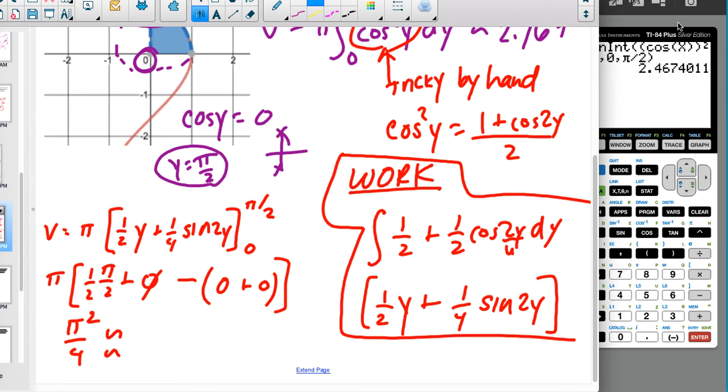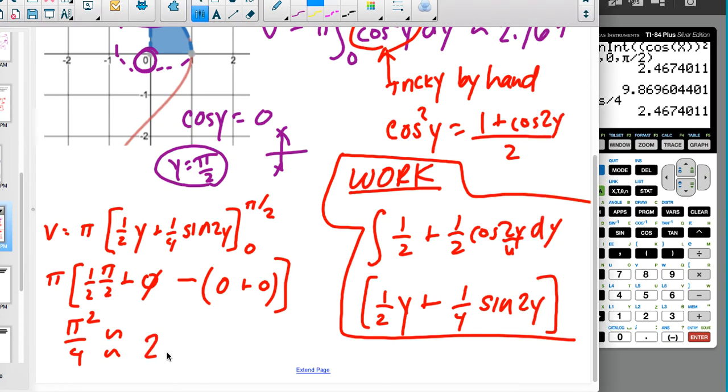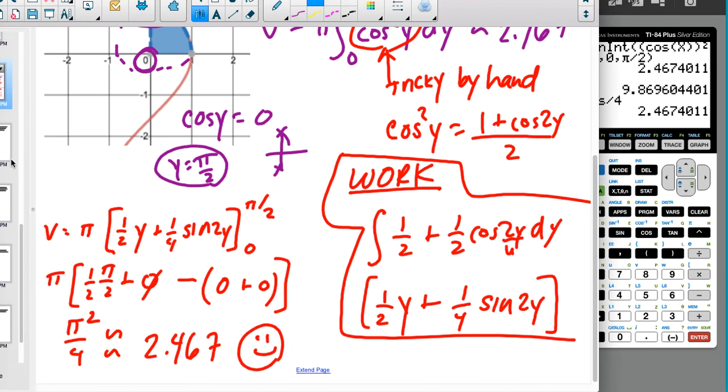And if we type pi squared over 4 into our calculator, there we have the right answer, right? So that's that same 2.467. So we did it right, okay? Again, that's not likely to be one that I would actually have you do by hand.